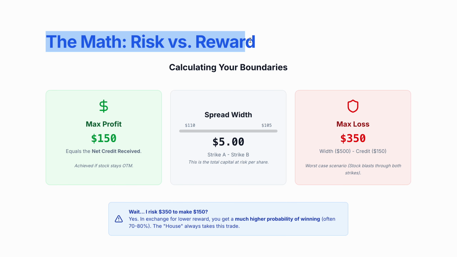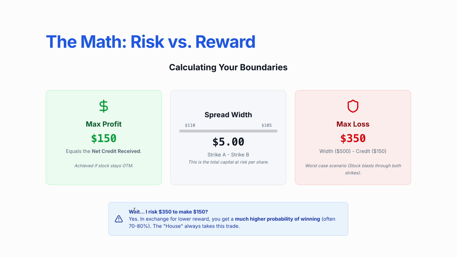So the math is very simple, right? The risk reward and calculating your boundaries here. So let's say again, in this example, our spread width is $5, right? So let's say we sell the 110 strike and we buy the 105 strike. The difference between those is $5, right? Now, all you have to do is take that and subtract it from the credit that you receive, which would be $150, and that's how you get your max loss.